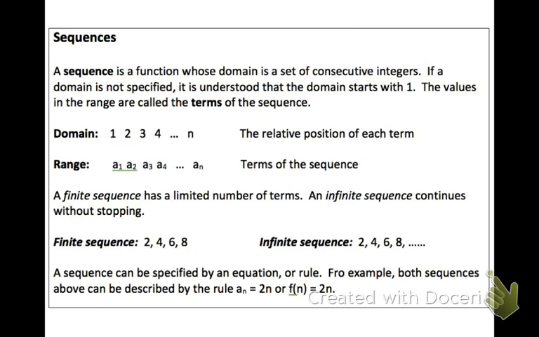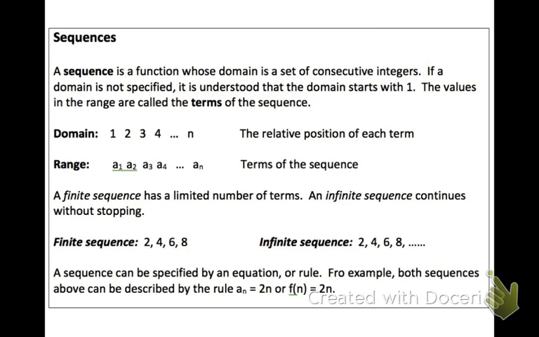We see a finite sequence that has a limited number of terms. It has a start and a finish. You won't have any terms beyond or before that. Or we can have an infinite sequence that continues without stopping. A finite sequence, for example, would be the sequence 2, 4, 6, and 8. That's it. There are no other terms. If we followed the pattern, 10 would be next, but it's not included in this one because it's a finite sequence. An infinite sequence follows the pattern on forever. So we'd have 2, 4, 6, 8, and on and on and on. 10, 12, 14, 16, and so on.